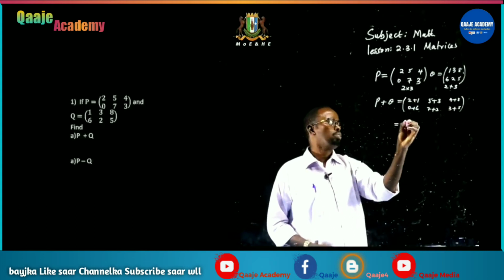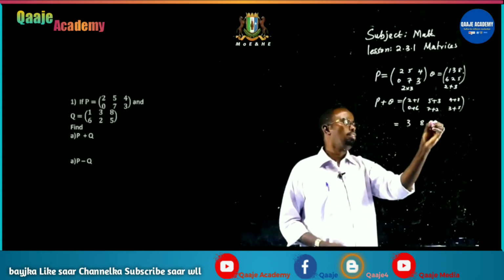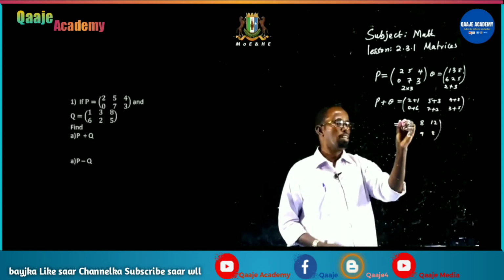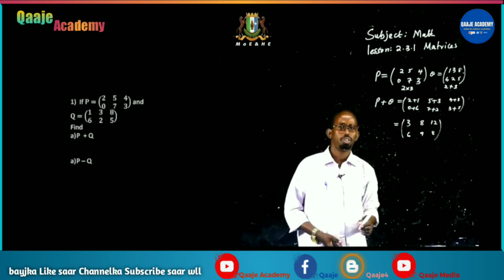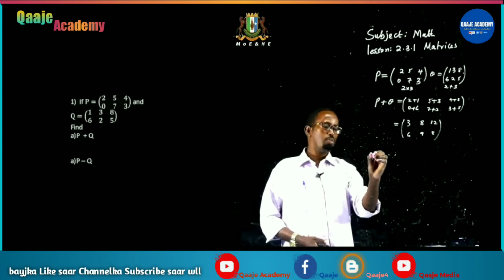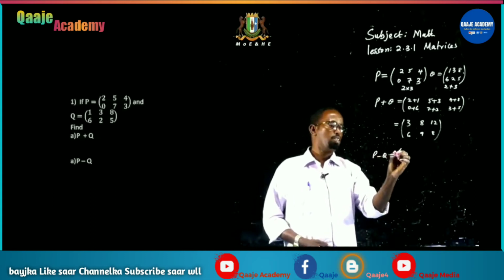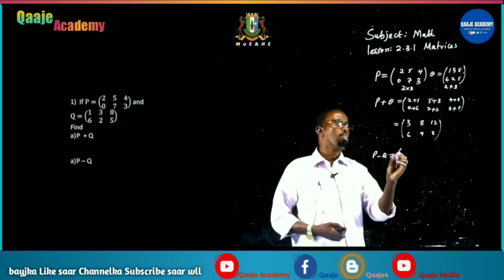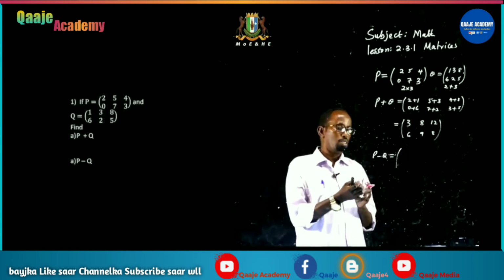So this will be equal to 3, 8, 12, 6, 9, and 8. So this is the final answer. You look for the corresponding elements. The next is P minus Q. P minus Q, you just subtract P and Q.